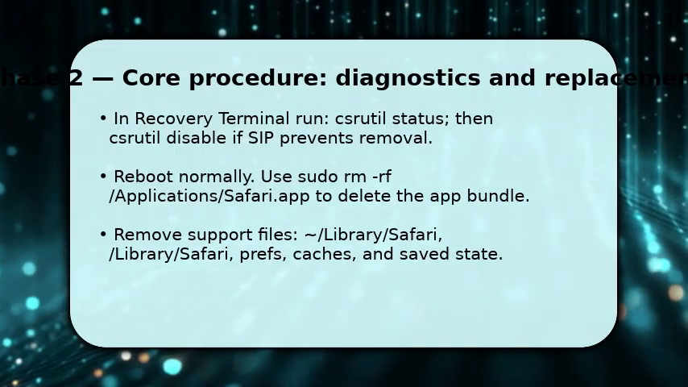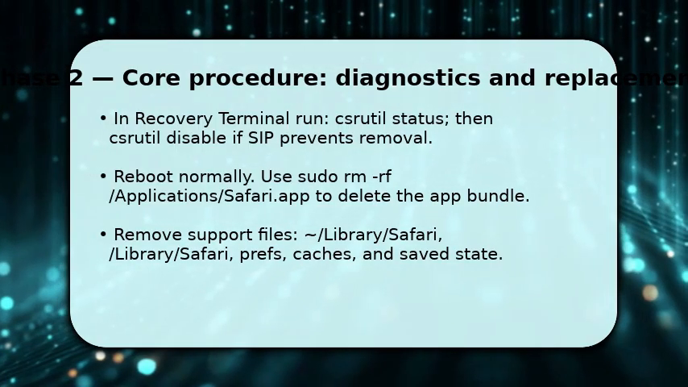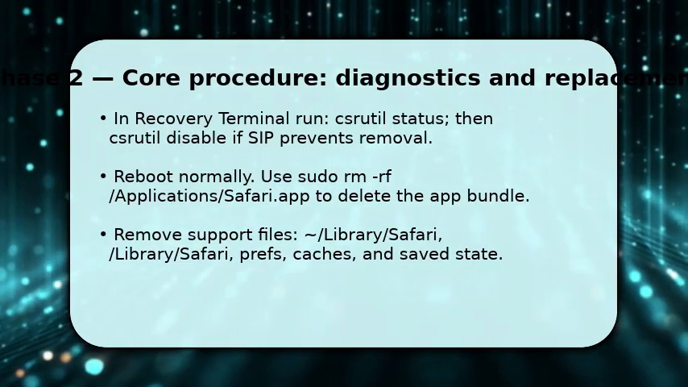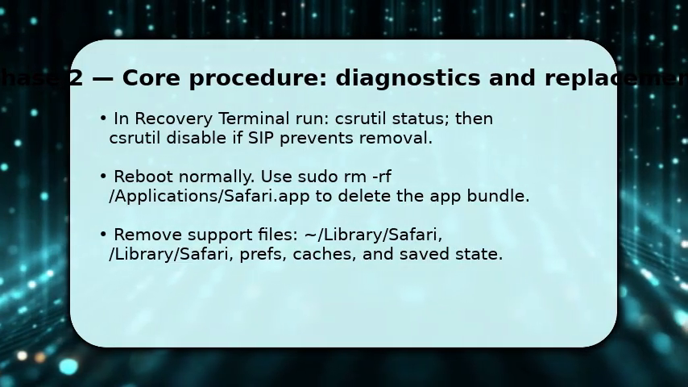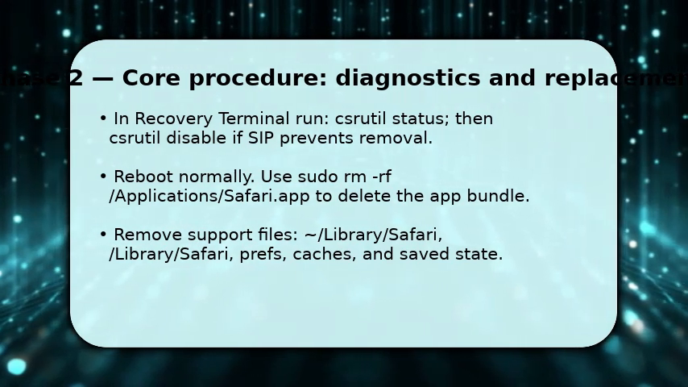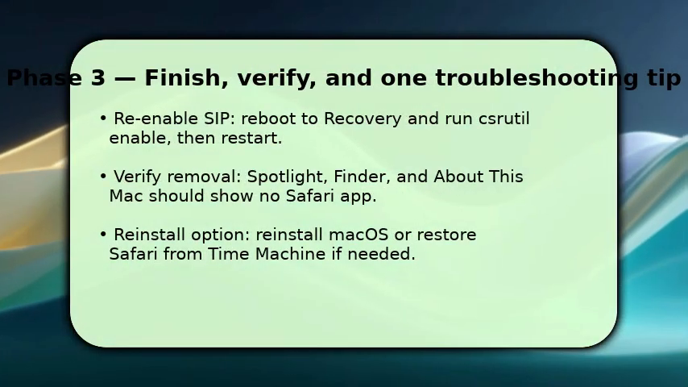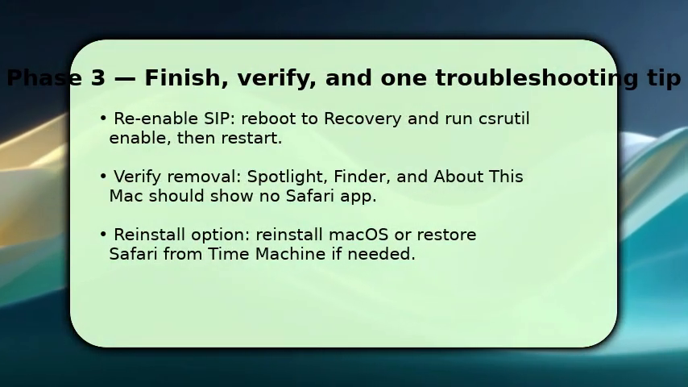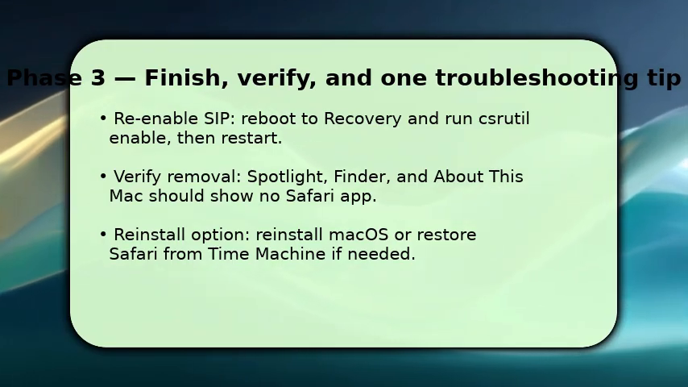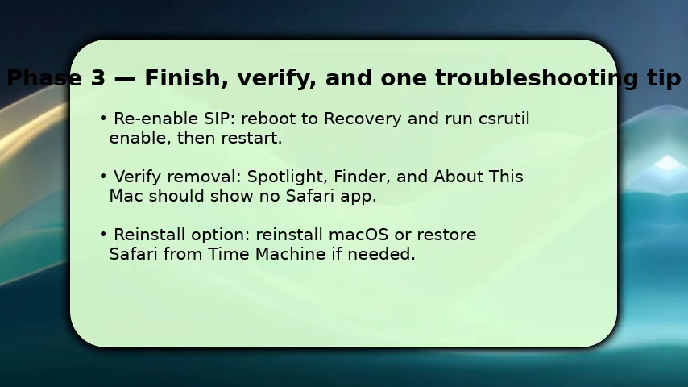After that, delete related folders in ~/Library and /Library such as Safari, Caches, and com.apple.Safari.plist files to avoid leftover settings. These steps remove executable and support files. You finish by returning to recovery to run csrutil enable, so System Integrity Protection is restored. Reboot and verify Safari is gone via Spotlight and Finder.